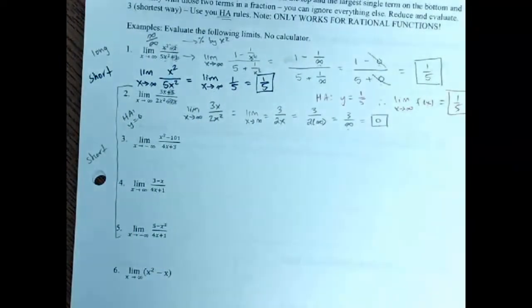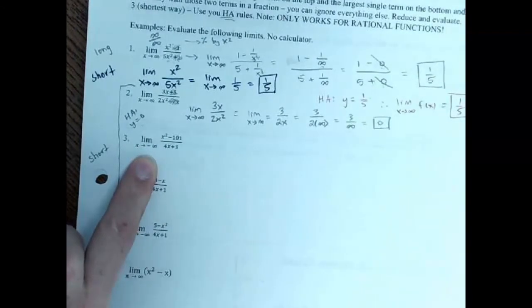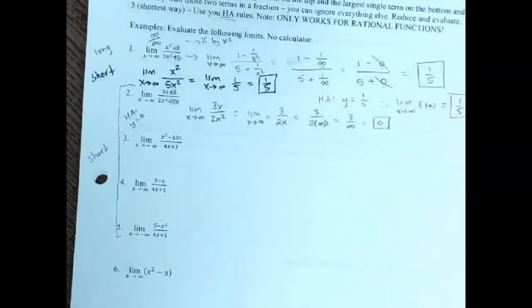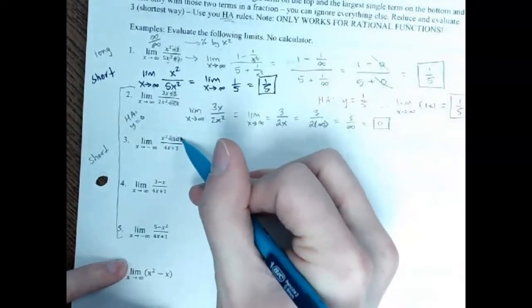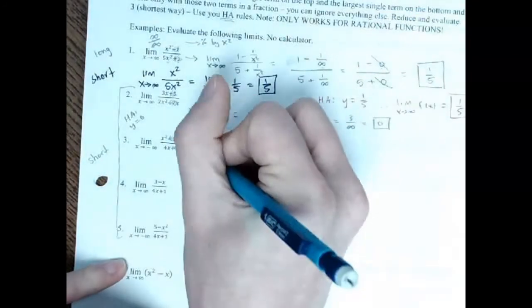Okay, example 3. Now we're looking at the left side of the graph. That doesn't matter, right? These same strategies are going to work either as you go towards positive infinity or negative infinity. It's fine. So here I'm going to find the biggest term on the top, ignore everything else. Find the biggest term on the bottom, ignore everything else. And then let's reduce it.